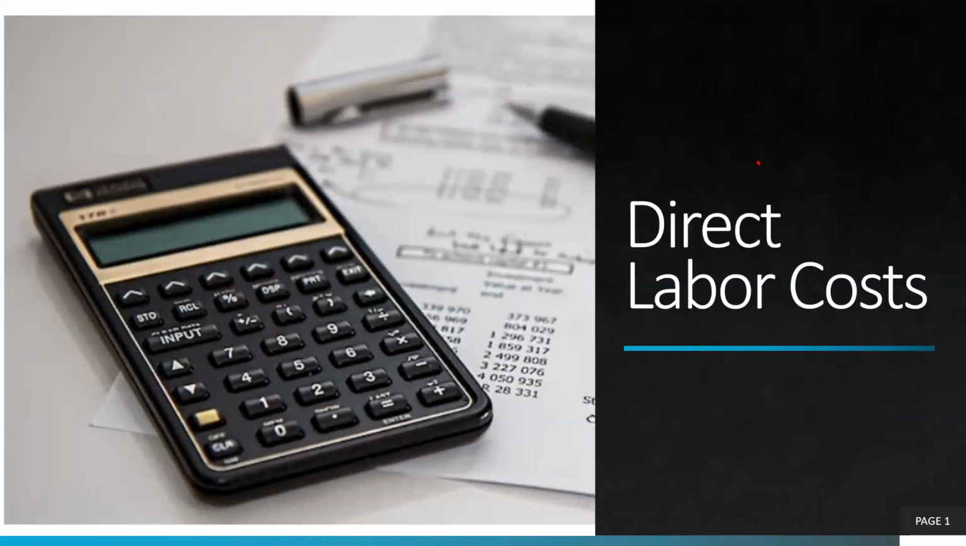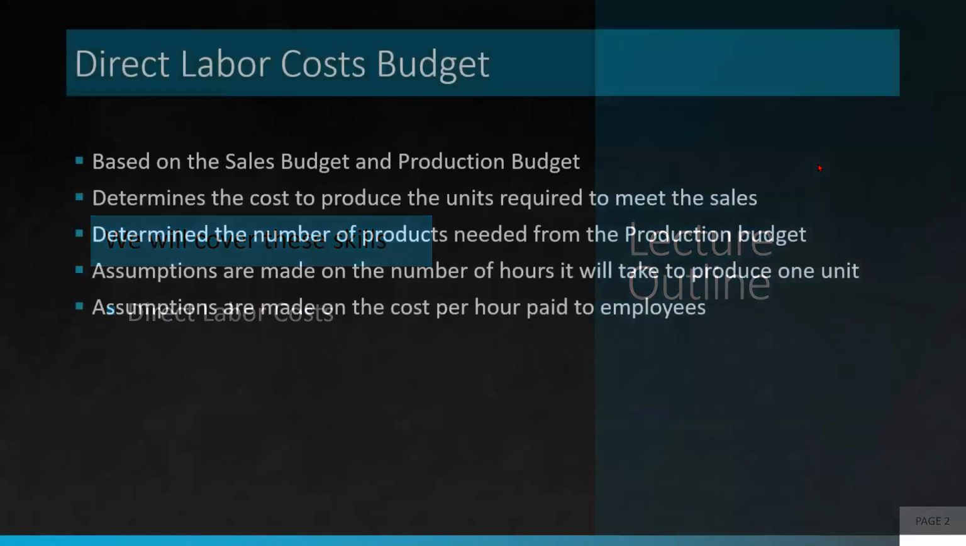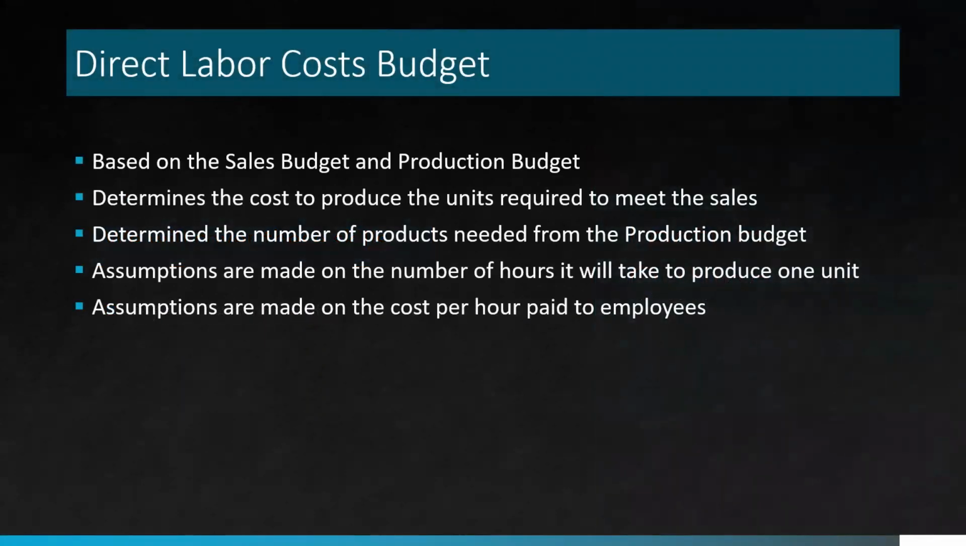Hi, everyone. Now we're going to get into the final part of activity-based budgeting, which is figuring out the direct labor costs, what it will cost in labor to produce the products which we estimated in the sales budget. So the direct labor costs budget is based on the sales budget and the production budget, and it determines the cost to produce the units required to meet the sales.